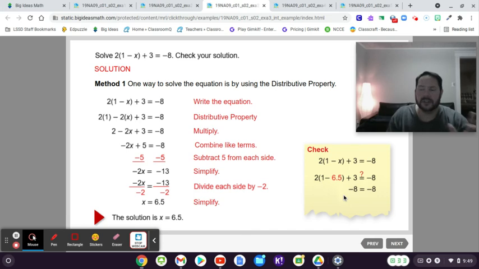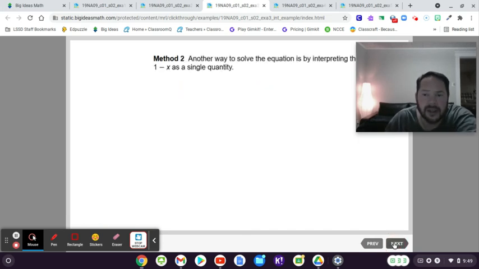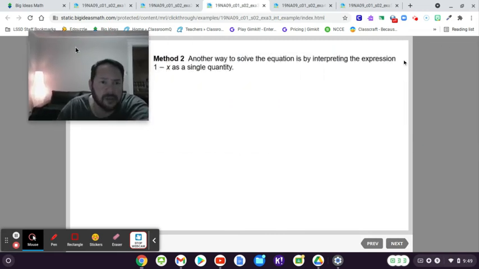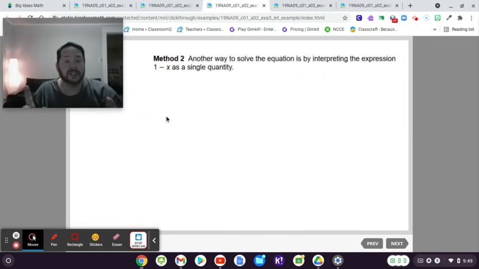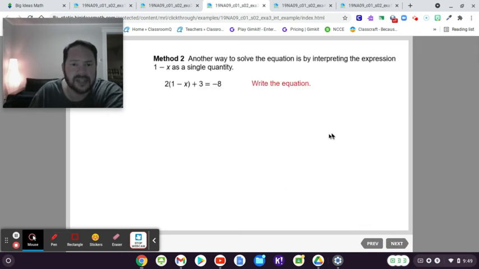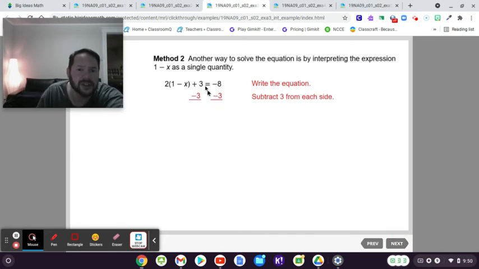Okay, there's another way, for those of you that don't like or remember the distributive property. This works perfectly well. Both of these methods are great methods. It doesn't matter which one you choose. Another way is just to interpret the stuff in the parentheses as its own little thing, and then we'll deal with it later. If you're going to do that, the first thing you want to do is subtract 3 on each side. So we're going to get rid of this 3. That's just going to leave us with the 2 times the 1 minus x here. And on the right, we have negative 11 now.